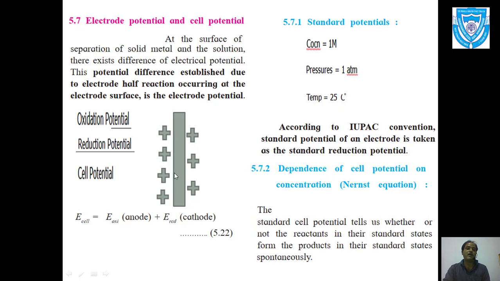That means electrons are accumulated on this metal strip. And at the same time, if the electrode is negative, the positive charges are accommodated around this electrode material, so that a potential difference is developed, and we call it a potential difference established due to the electrode half reaction. Due to this half electrode reaction, a potential difference is established, and we call it an electrode potential.